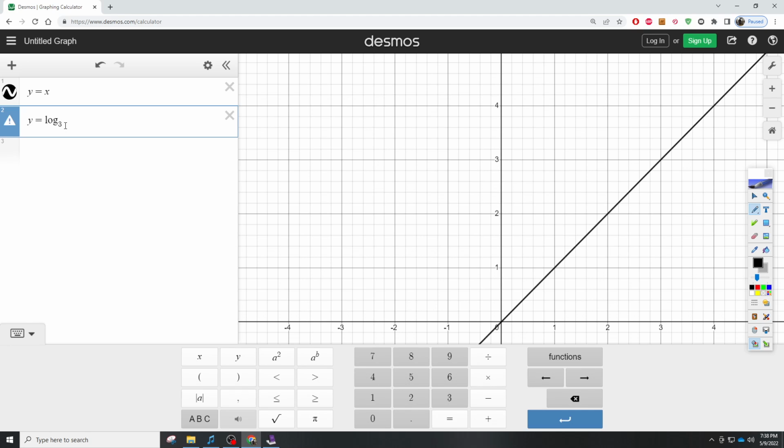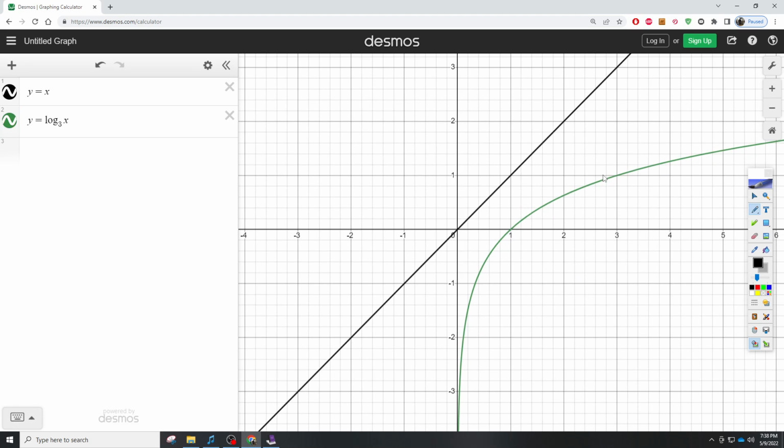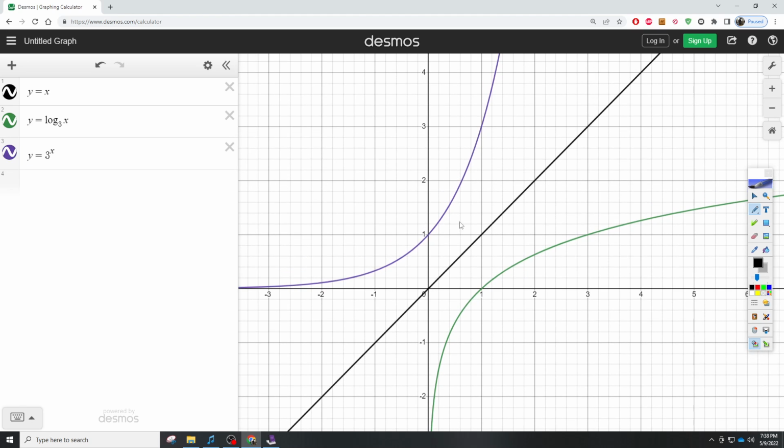Let's just do log base 3 of x. Look at this. So there's another one like that. It's just not e to the x. And then the inverse of that would be changing this around. This would be 3 to the y equals x. In other words, 3 to the x. And there you go. You have another set of inverses. So these kind of are the opposite of each other. One grows really, really fast, exponential. This one grows really, really slow on the opposite end.